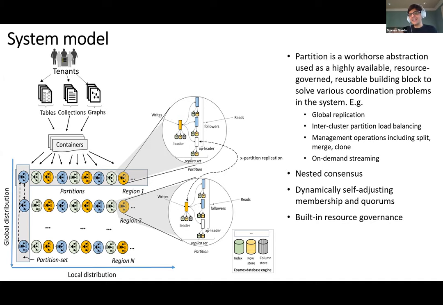So just like a replica set constitutes a partition, there are multiple partitions. They collectively form a partition set, and that is required for globally distributing these partitions. The partition is a workhorse abstraction because it's a highly available and a reusable entity. We use it for partition splits, merges, in addition to global replication, cloning partitions on demand, as well as streaming on demand.